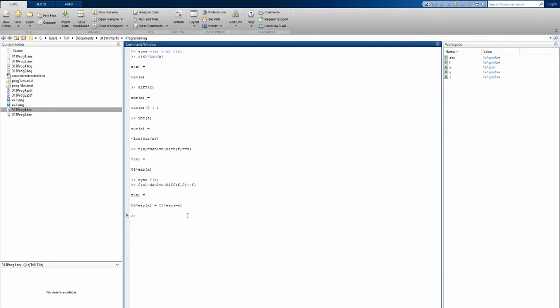And what really stinks about this is that when you're doing the homework and you're entering in the homework, you need this to be the same arbitrary constant label as the solution that I have on there.